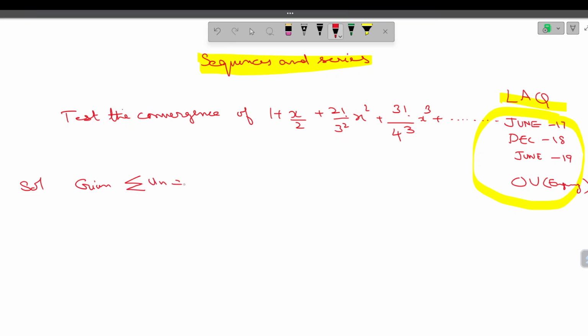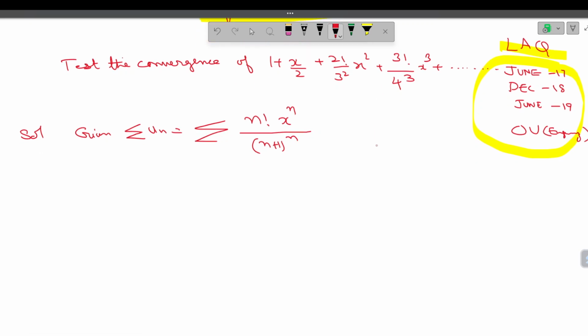Given the summation, the n term is not there, so first we have to write the n term. You see 1, 2, 3 factorial, so n factorial, x to the power of n. You see n is there, and one more extra is there, so this will be n plus 1 to the power of n. 2 is there, 2 is there, 3 is there, 3 is there, see here. So un is n factorial x to the power of n by this.